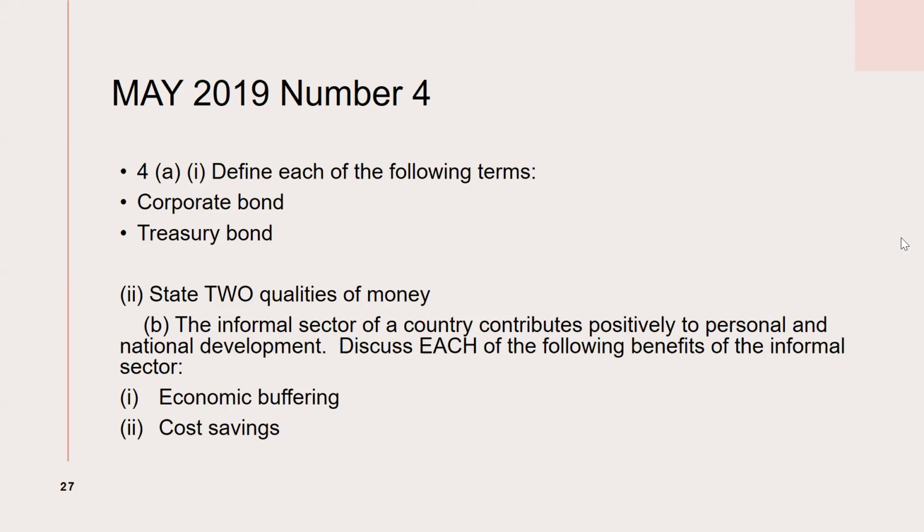Okay, sir. So if we get a question like this on the exam, that's how we would explain each point? Yes, you could explain it like that, given an example. You could say the informal sector allows you to avoid certain costs that you would have to pay if you were operating in the formal sector. And then you could give two examples.